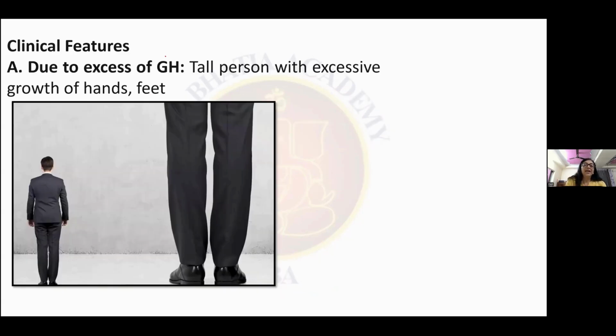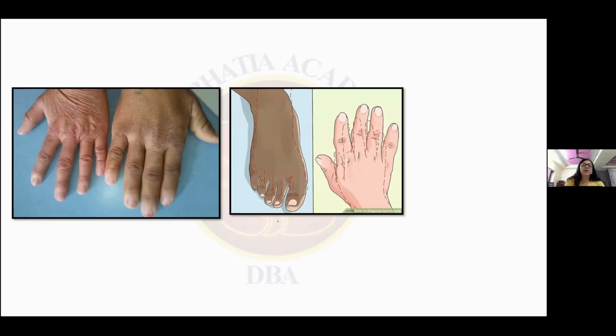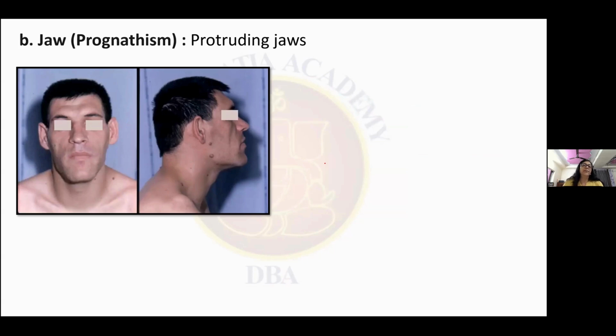So excessive growth before the epiphyseal closure, or in childhood, will cause tall stature, that is gigantism. Whereas in adulthood, it will be marked only by lateral growth. So you will find that the patient complains that my rings are getting tight, my shoe size is changing every month. If that is a complaint, then you are dealing with acromegaly. Then the jaw becomes prognathic. This is called protrusion of the jaw, that is prognathism or a protruding jaw.